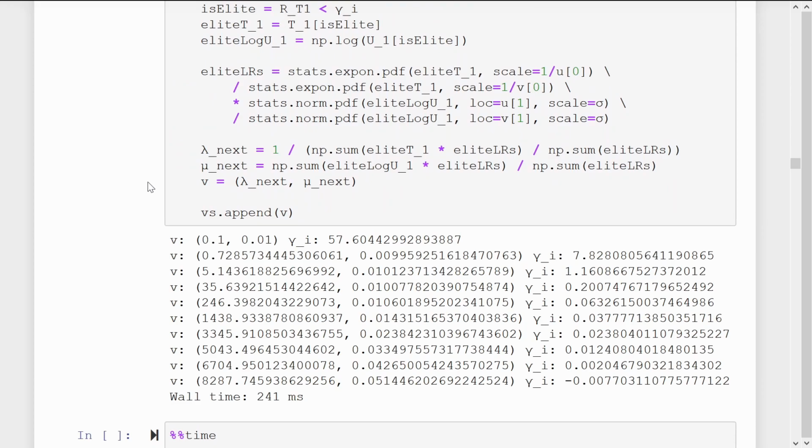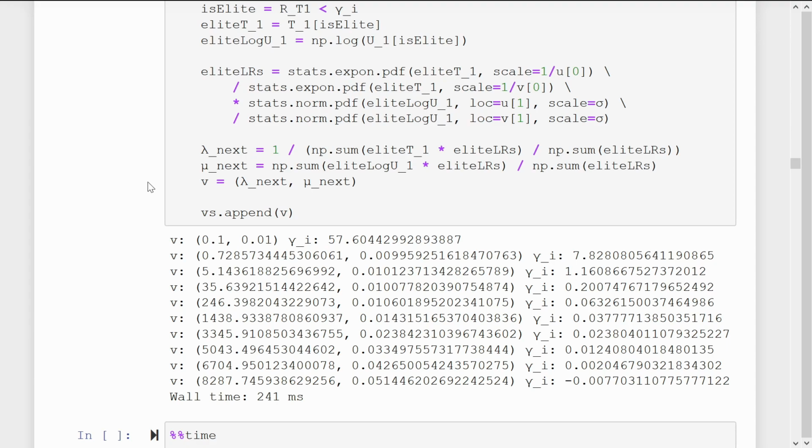Looking at the result, we see that the CE method has increased our lambda value from 0.1 up to around 8,000, and it also increased the mu parameter from 0.01 to 0.05. This means that the proposal distribution will have claims that arrive artificially quickly, and the claim sizes will be artificially larger, both of which will lead to seeing the rare event more frequently.